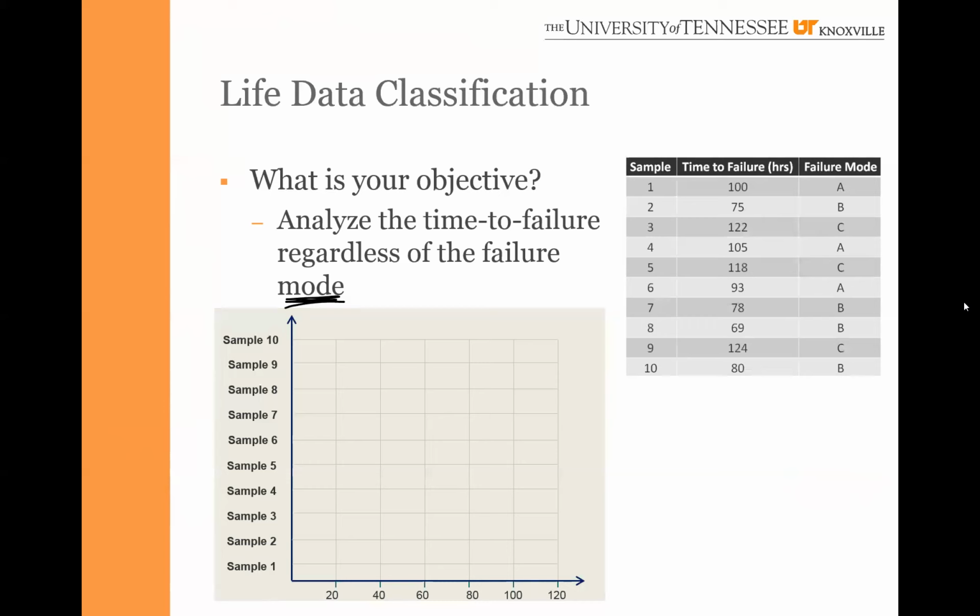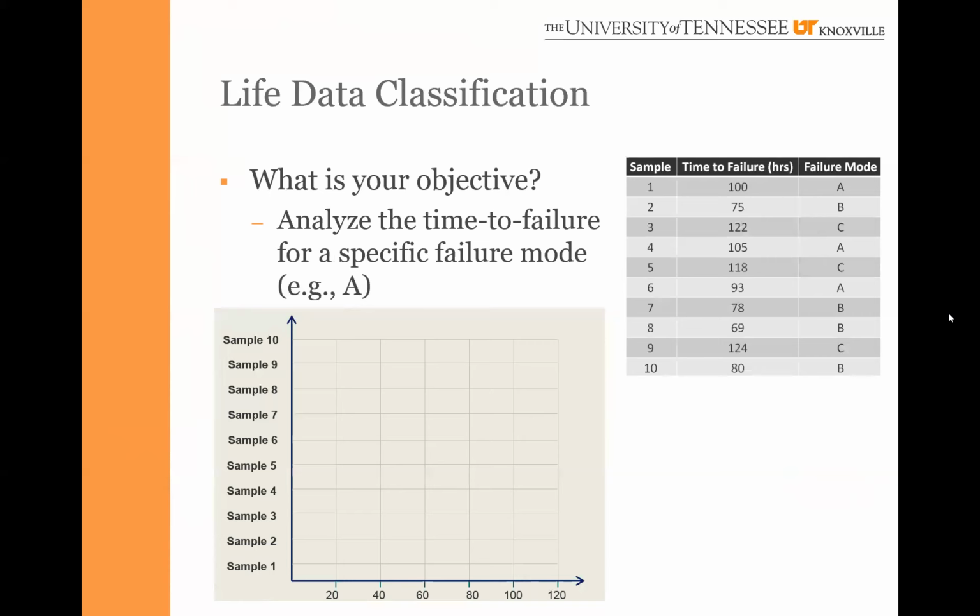I know you guys are getting tired. I'm going to try to let you go quickly. Okay, so we are analyzing the time to failure regardless of the failure modes, right? So I'm going to try to mark this on my plot. So sample 1 fails at 100. Sample 2 fails at 75. Make sense? So you have this.